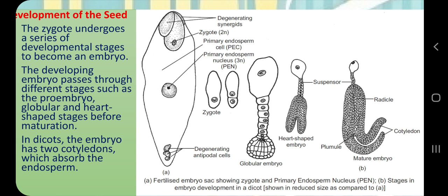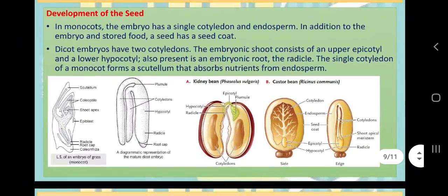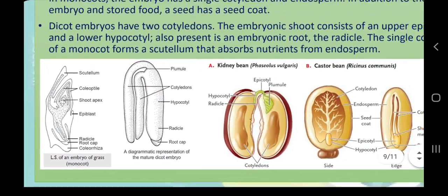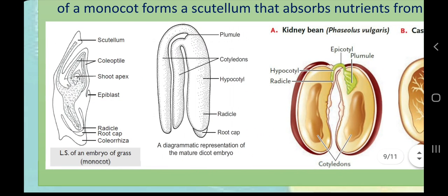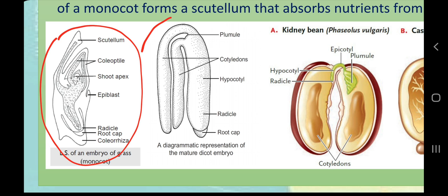One more term: albuminous seeds and non-albuminous seeds. So endospermic seeds are also called albuminous seeds, and non-endospermic seeds are also called non-albuminous seeds. So here you can see the diagram of monocot embryo and dicot embryo. This is a monocot embryo, this is a dicot embryo.